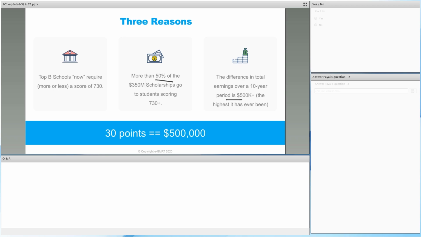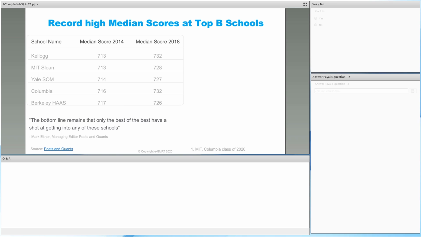Right, so we'll talk about all these statistics. I'll take somewhere around 5 to 7 minutes to help you understand why a score of 730 or higher is really important as far as the GMAT is concerned. Right, so we talked about my opinions. Let's now look at some real data. Now, in this slide, what you can see is that the median scores have really shifted if you compare 2014 to 2018, which is a period of 5 years.